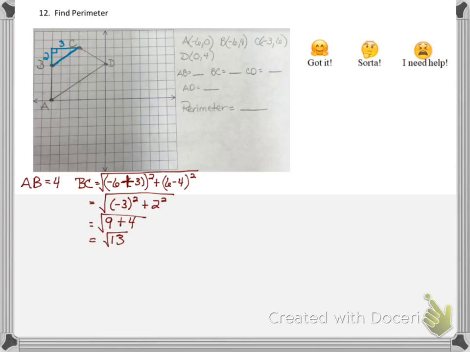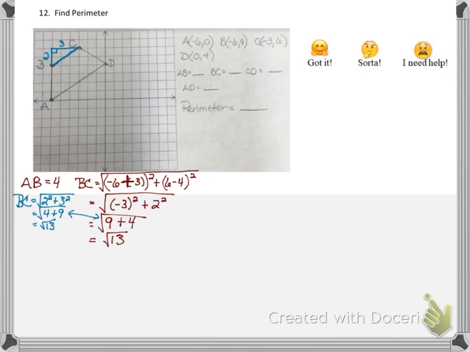I'm going to work over here, because I want you to see the comparison. We would have the square root of the legs, 2 squared plus 3 squared, which is 4 plus 9, which looks exactly the same as here, and we have square root 13. So that's really what I would rather use, okay?